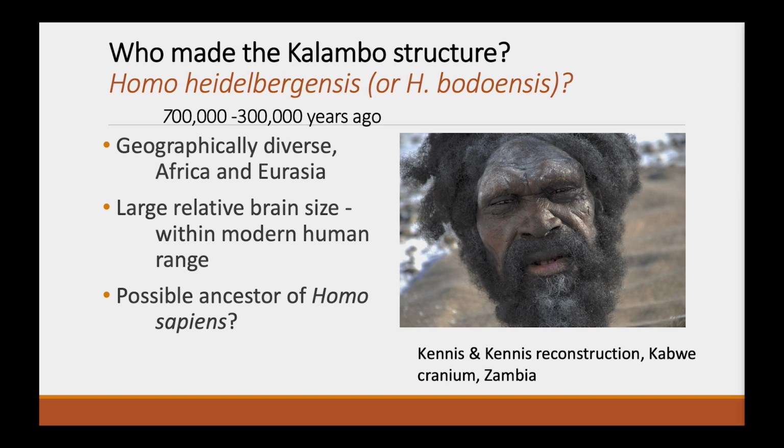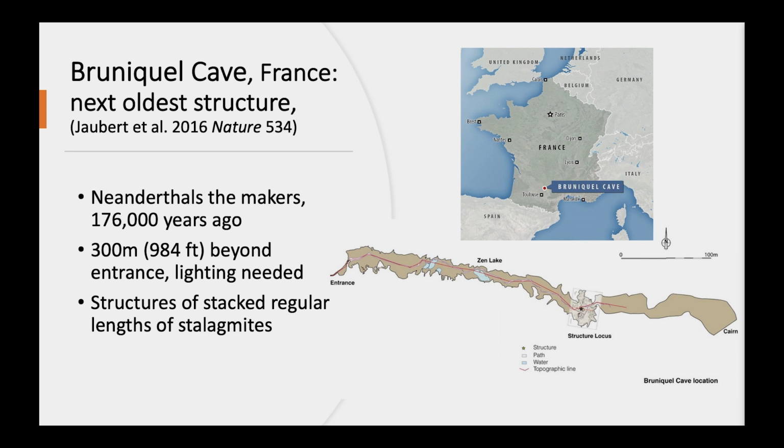Who were the makers? Possibly Homo heidelbergensis, a species that is part of this time period, 700,000 to 300,000 years ago. This is a possible maker. The next oldest object, and I can see I've got a minute left, so this is going to be very quick, is a deep cave structure made by Neanderthals 176,000 years ago.